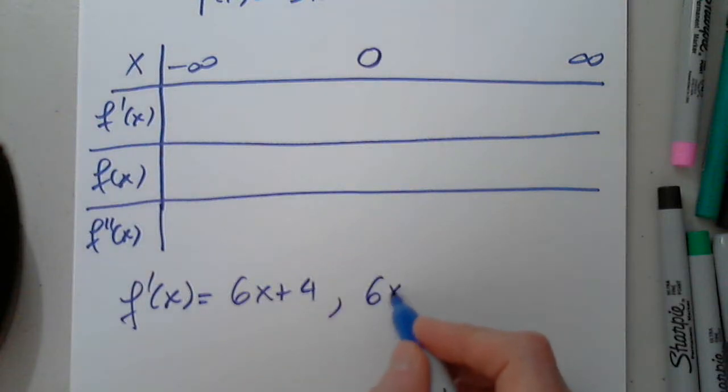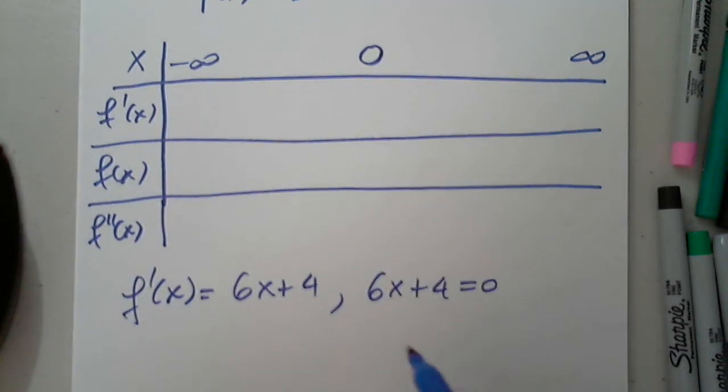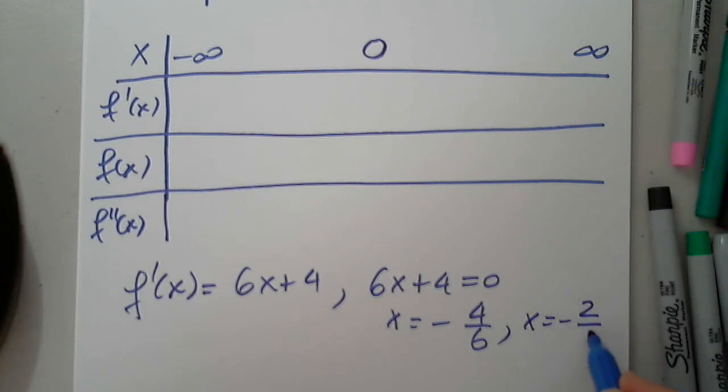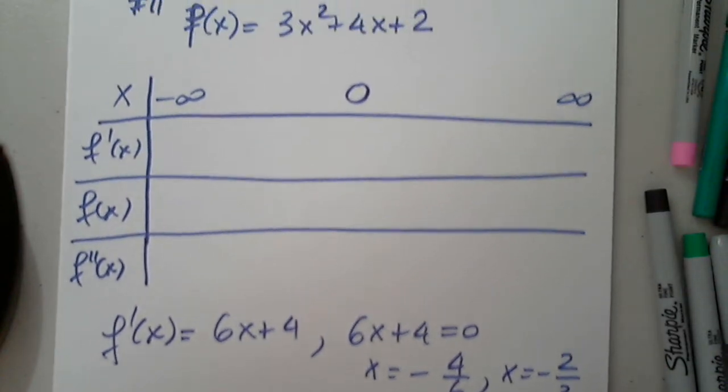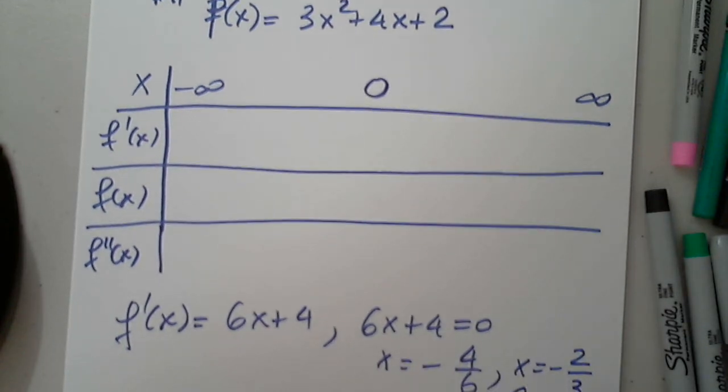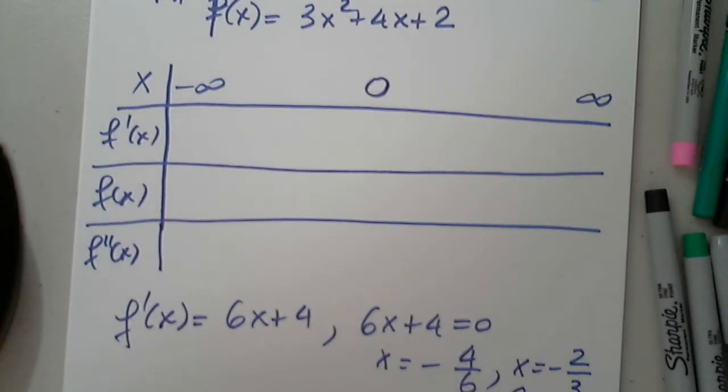Set it equal to 0. And we move forward, so this will be negative 4 over 6. We simplify into negative 2/3. So that's the only critical number. The only critical number that this function has.